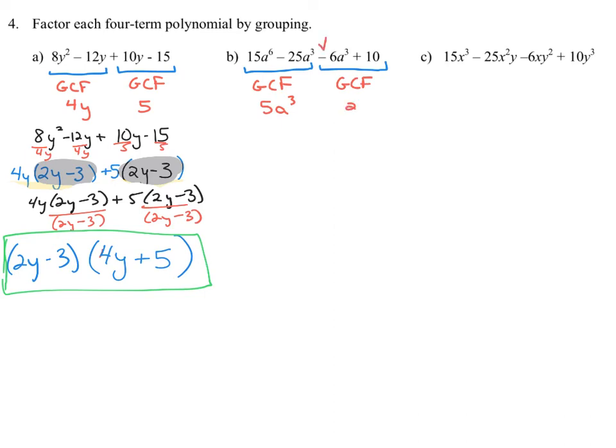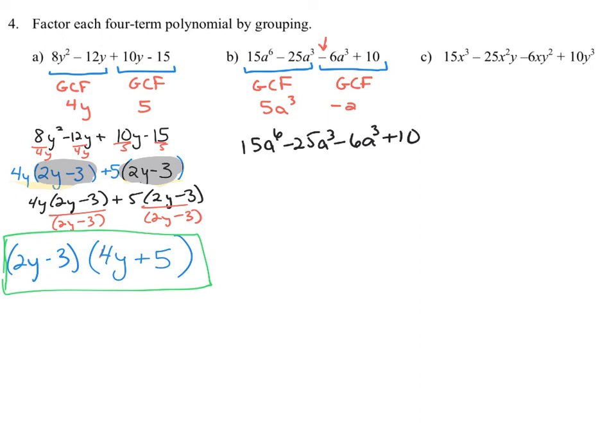Because this middle sign here is a negative, we're going to factor out a negative 2 from the last group. So we look at our polynomial in two groups, factor each one of those groups, the greatest common factor.